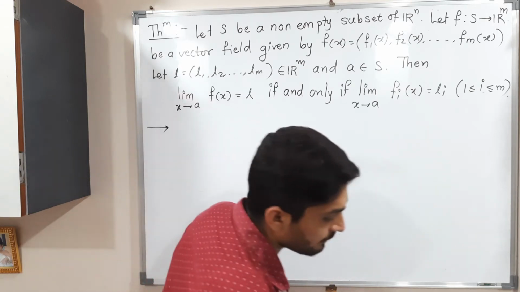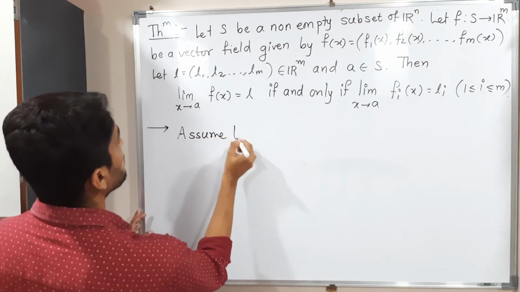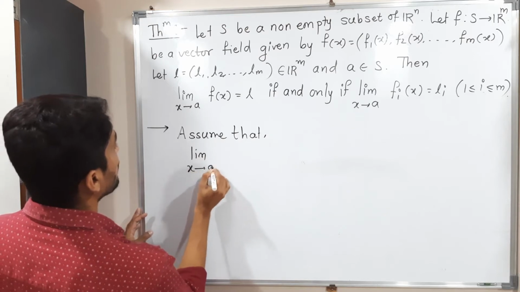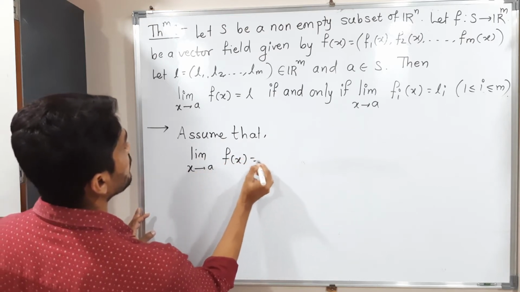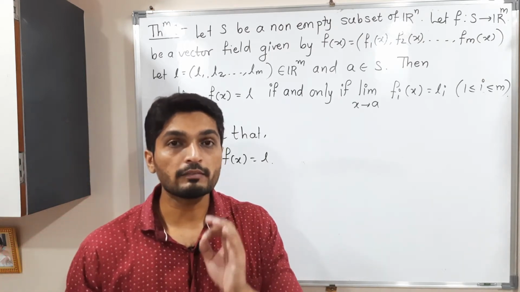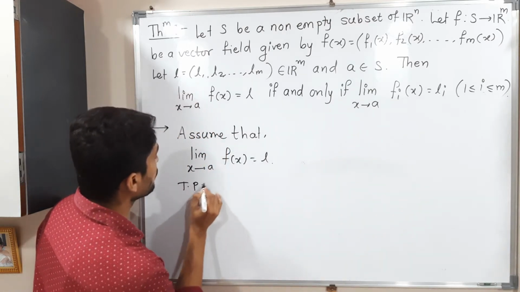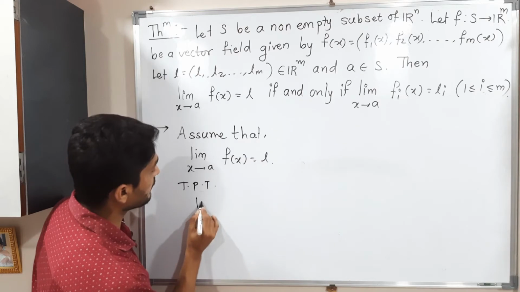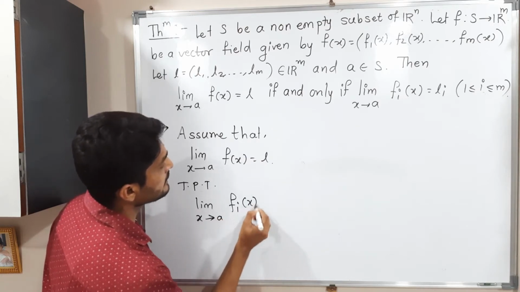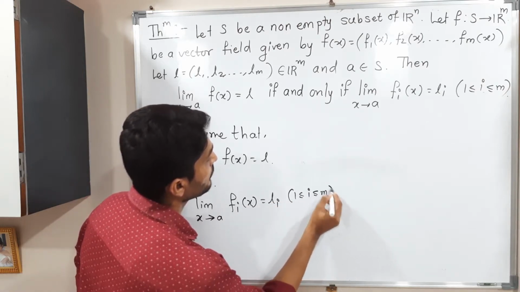First of all, I will assume that the limit as x tends to a of f of x is equal to L. We have assumed this, and I will also write what we have to prove. To prove that, we have to prove the limit as x tends to a of fi of x is equal to Li, and this we have to prove for all i running from 1 to m.